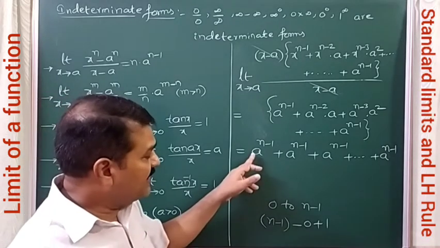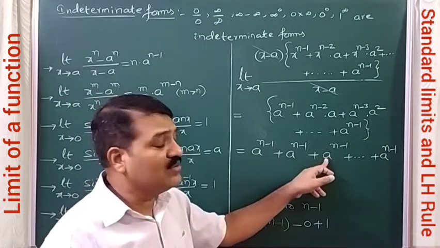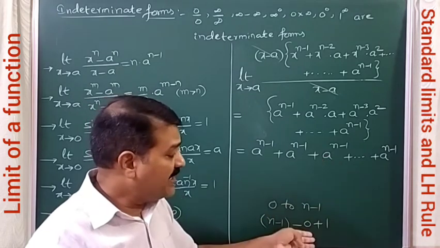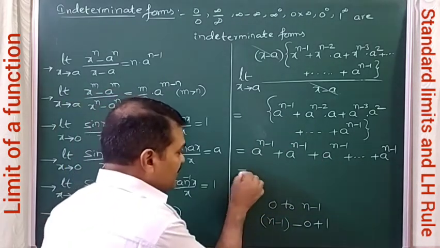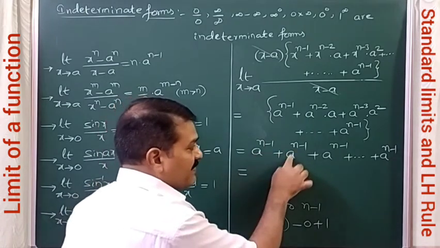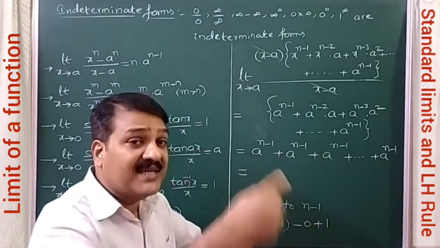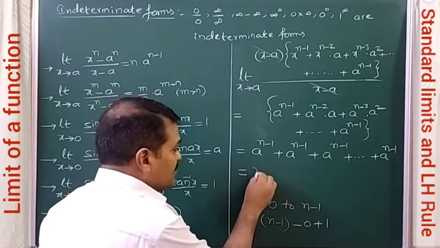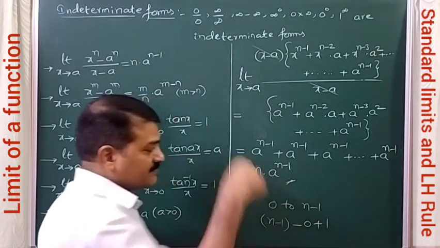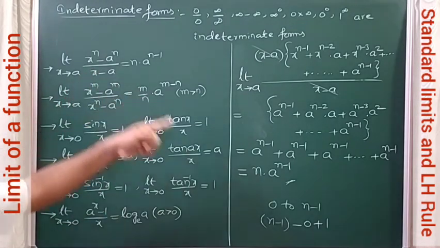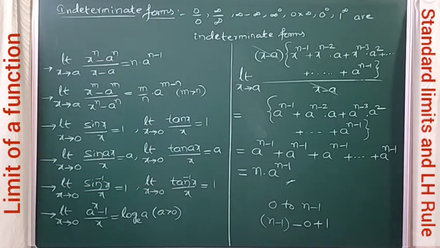So in every term you are having a power n minus 1 only. And how many terms are there? N terms. Therefore, this is a power n minus 1 plus a power n minus 1, and so on, n times we are adding. So that becomes n times a power n minus 1. So this is the proof of this first standard limit.